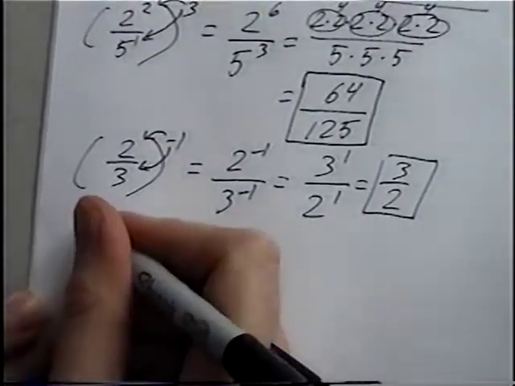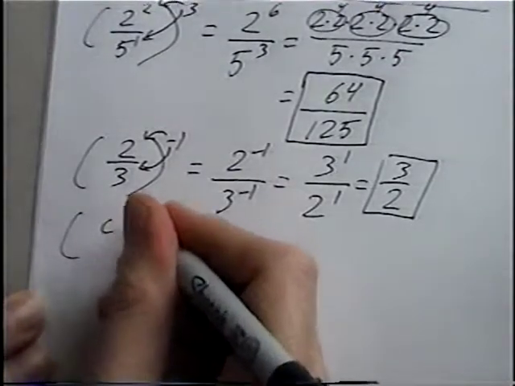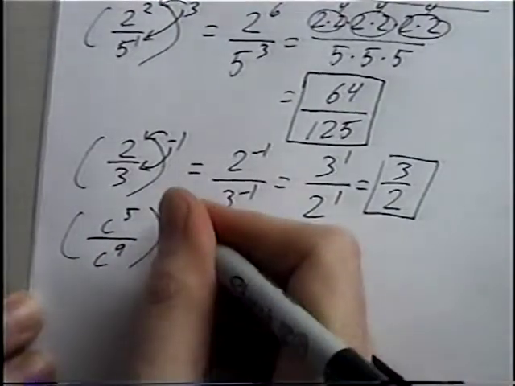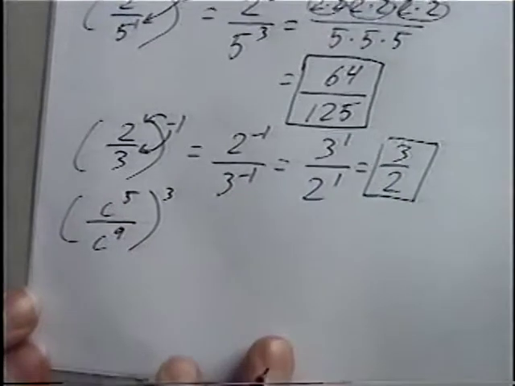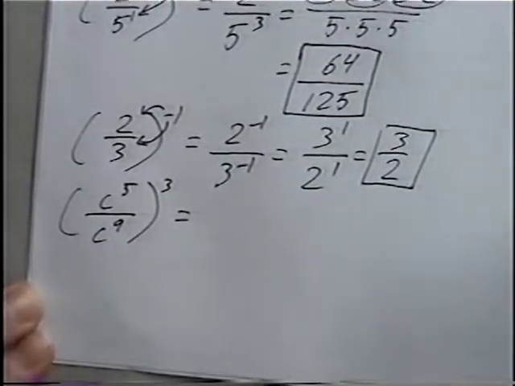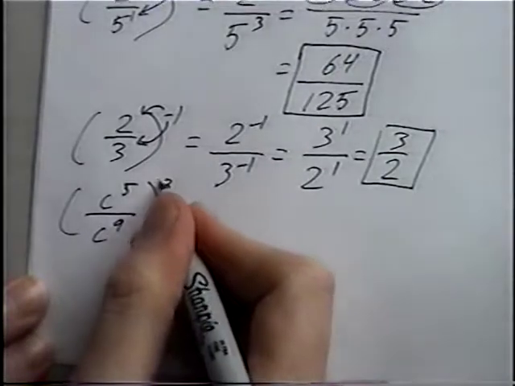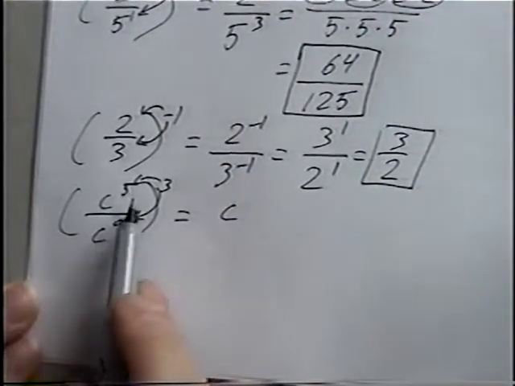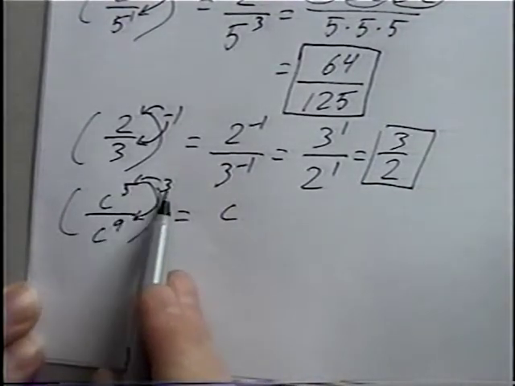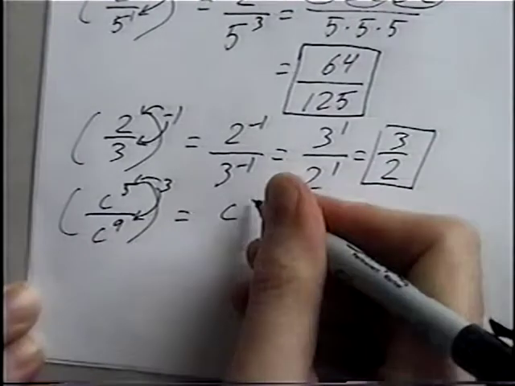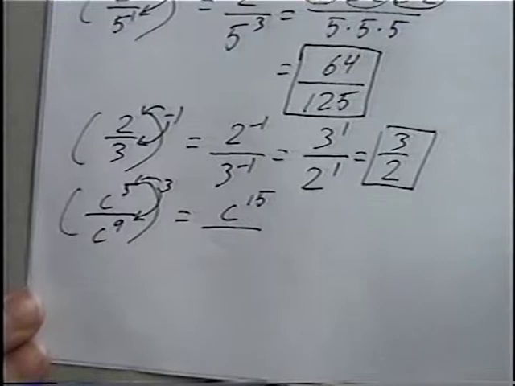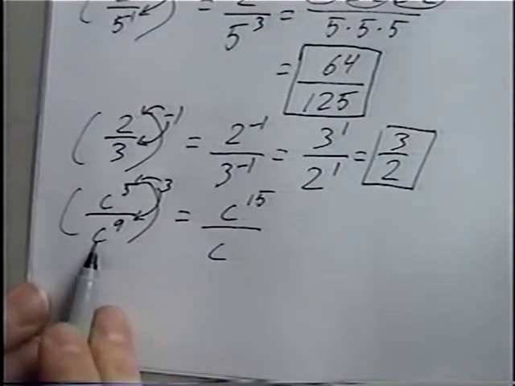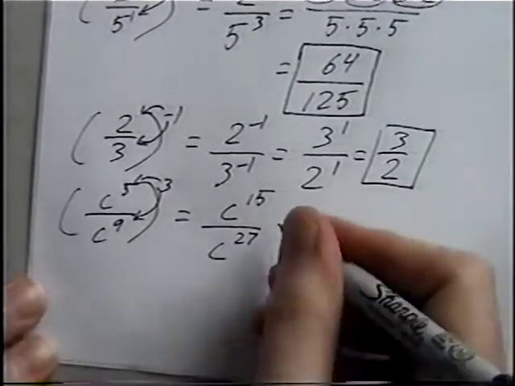Third question. C to the 5th power divided by C to the 9th power and raised to the 3rd power. Again, the exponent outside the parentheses goes to each number and each exponent inside the parentheses. If you have 2 powers separated by parentheses, you'll be multiplying. 5 times 3 would be C to the 15th. Also for the denominator, 9 times 3, still have a base of C, and 9 times 3 would be 27.